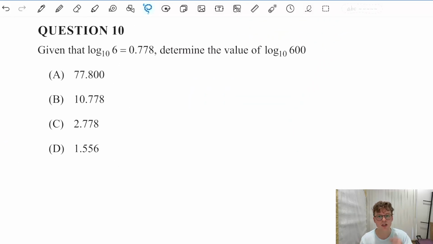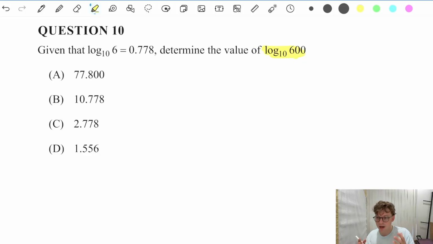If we come down here to question 10, I'm given that log to the base 10 of 6 equals 0.778. Remember, this is a tech-free paper, no calculator allowed. I want to determine the value of log to the base 10 of 600. I basically have to think of a way I can break log to the base 10 of 600 up into essentially two parts, where one of those parts is log to the base 10 of 6. So we're going to be unpacking our log laws.